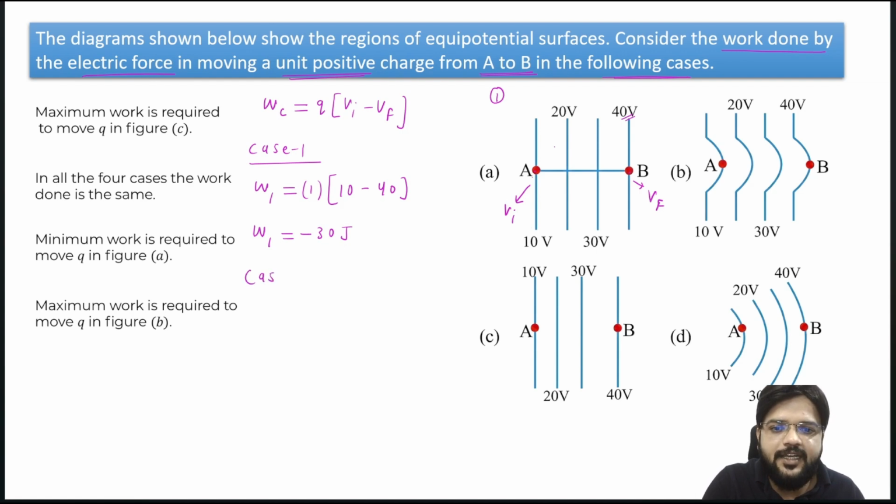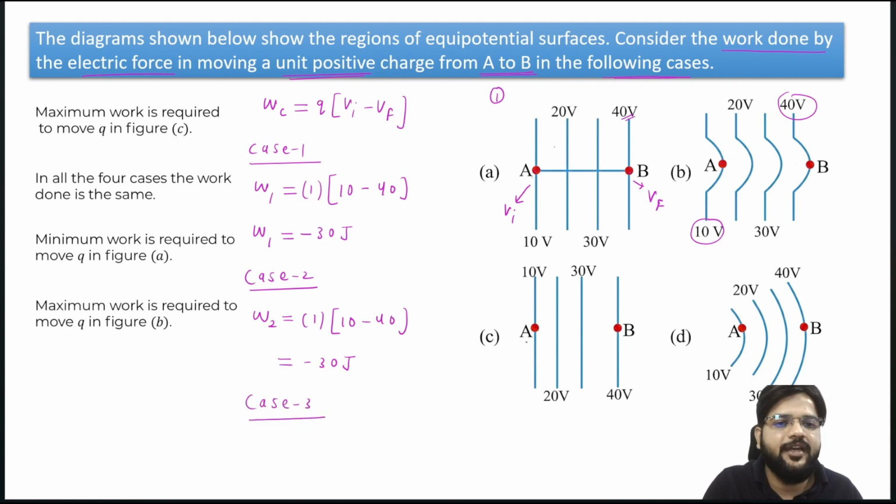Now let's see the second case, everyone. Case number 2. In the second case, if we want the work, again we have a unit positive charge, and we are moving this unit positive charge from A to B. The potential at point A is what? It is 10 volt. And the potential at point B is what? It is 40 volt. So again, we are getting the same result: minus 30 joule. Correct? Now let's see case number 3, everyone.